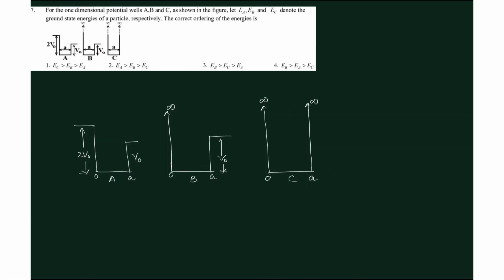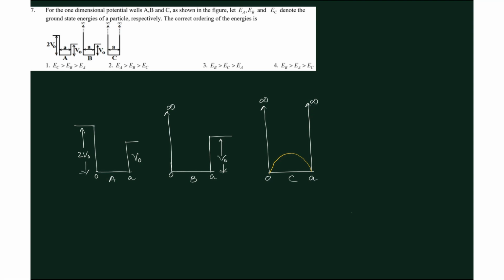In this question, they have given some potential wells. The first one, that is A, this side we have 2 V naught, and this is V naught. For B, this is an infinite height, and here the potential is V naught. For C, both sides are infinite. So finally the conclusion is, if you consider the particle wave function in C, it should exist between 0 to a only, and he is asking for the ground state energies, so we have to take the minimum possible case.